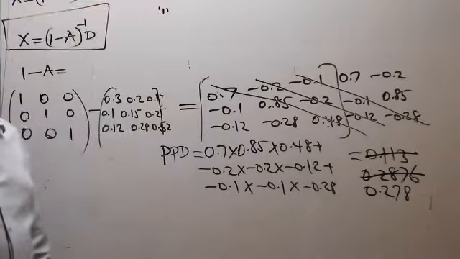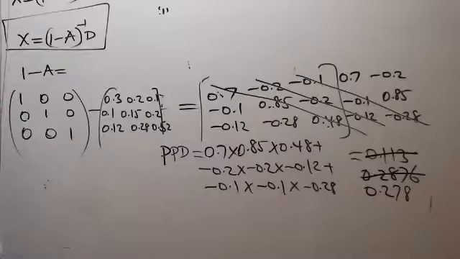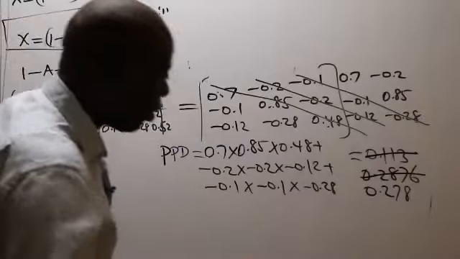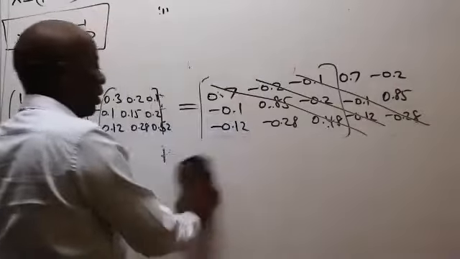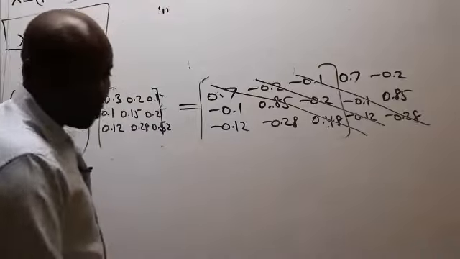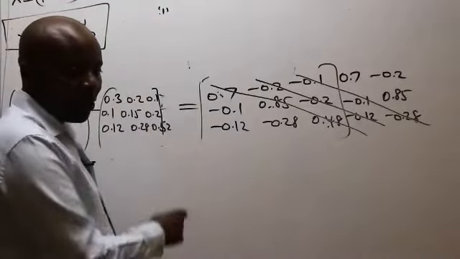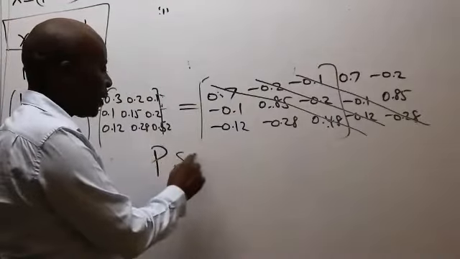The other students, are they able to get that 0.278? From there, we go straight away to PSD, product of secondary diagonal. Product of secondary diagonal, what do we have?